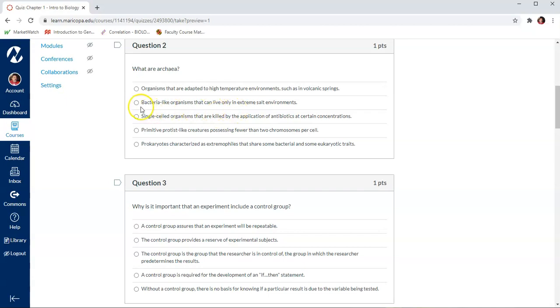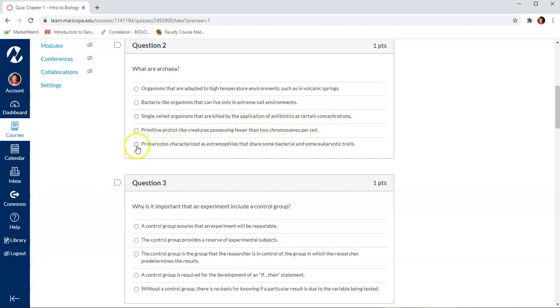So Archaea Bacteria are the first living organisms that we know of that lived in these really extreme environments. So make sure that you read the questions carefully, right? They didn't only live in salt environments. They lived in really high temperature environments like volcanic springs, Yellowstone, and stuff like that. So you couldn't pick this one or this one because it's a broader group than that.